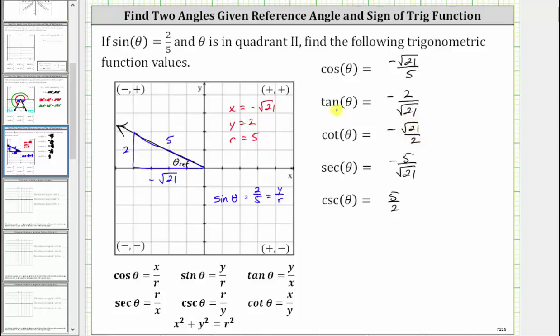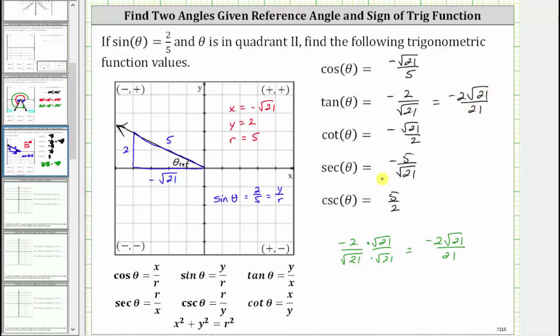Before we go, notice the denominators of the tangent function value and the secant function value are irrational, and therefore let's show how to rationalize these 2 trig function values. If we have negative 2 divided by square root 21, to rationalize the denominator, we multiply the numerator and denominator by the square root of 21. Multiplying in the numerator, we have negative 2 square root 21. In the denominator, we have square root 21 times itself, which simplifies perfectly to just 21. And therefore, we can also express the tangent function value as negative 2 square root 21 divided by 21.